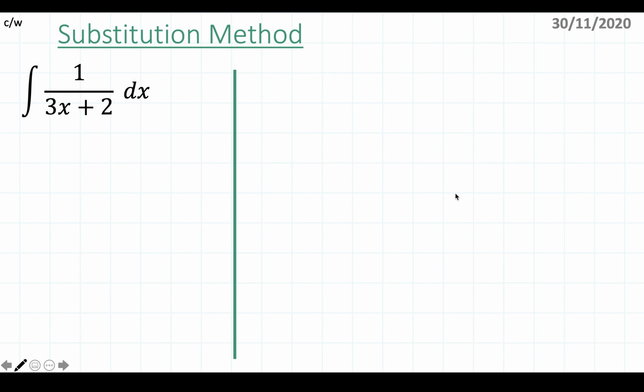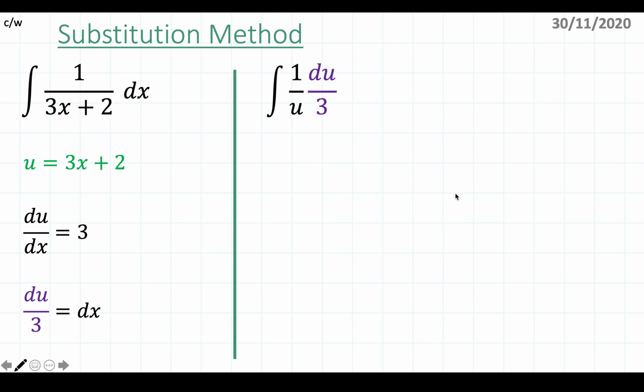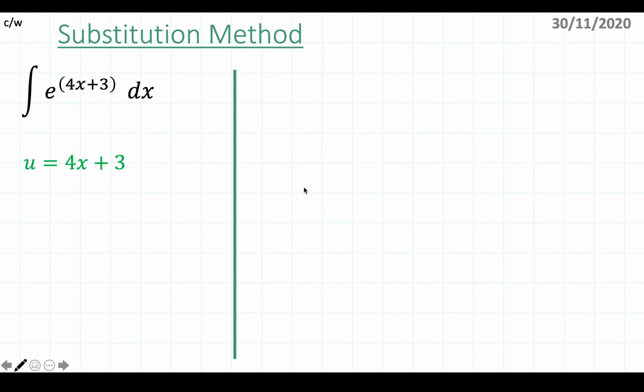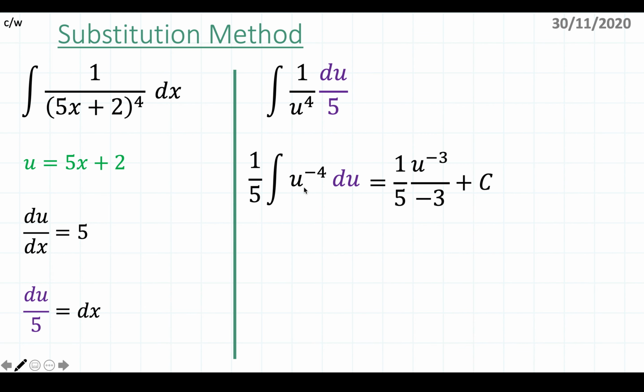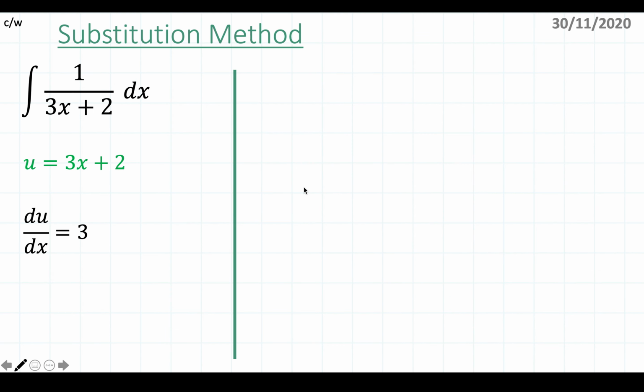Let's look at this one. If I substitute u equals 3x plus 2, derivative is 3, rearrange, and then substitute back in. I'm going to take the 1 over 3 out. Now, 1 over u, this is u to the power of 1. It's not like this example where I had u to the power of 4. So just be careful in the denominator.